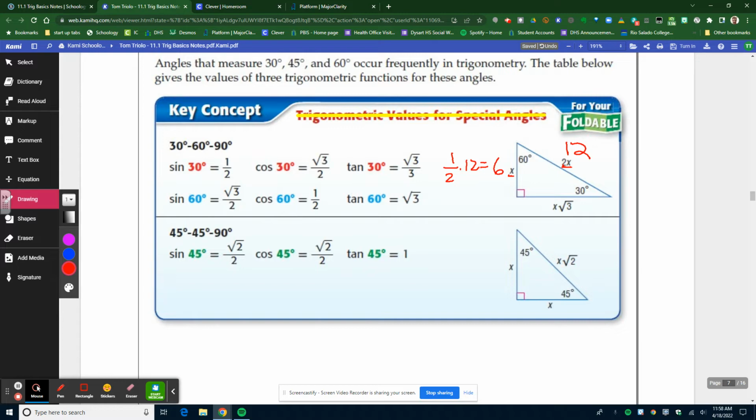My longer leg is always my shorter leg times the square root of 3. So in this case, 6 square root of 3. That's it.